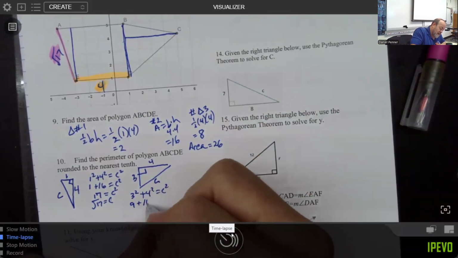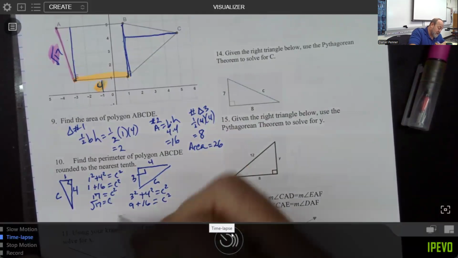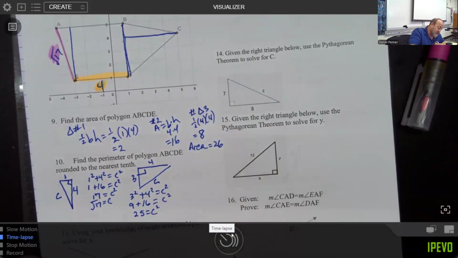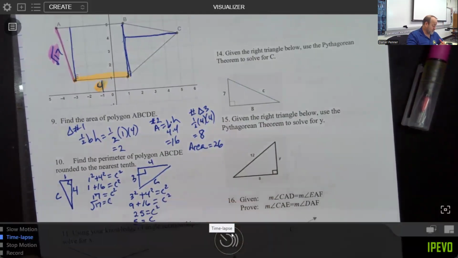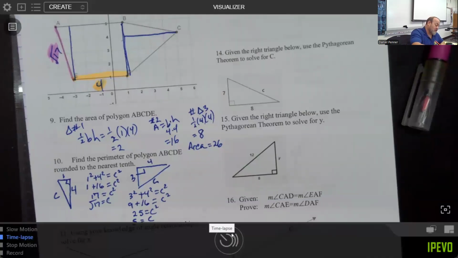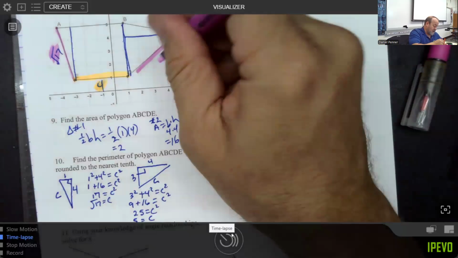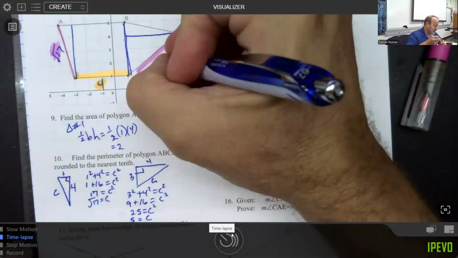Well, this time around, something really, really nice happens. It does not happen all the time because I know 9 and 16 makes 25, and I happen to know that if I take the square root of both sides, the square root of 25 is just plain old 5. Well, that's a really, really nice number. So I just found out that the length of this portion of my figure as I work my way around is perfectly the number 5.